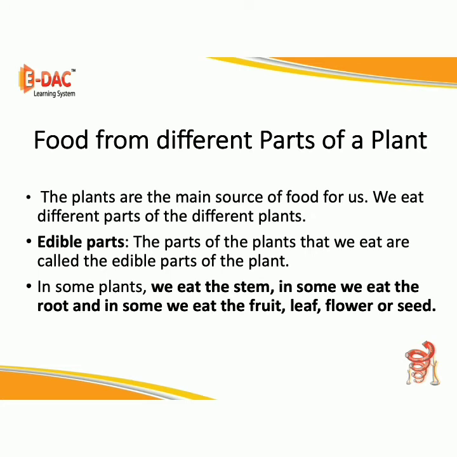Food from different parts of a plant. Till now, we have understood that there are different parts of the plant. Now, there are some parts of plant which are actually eaten by human beings or by other animals as food. The plants are the main source of food for us. We eat different parts of the different plants.